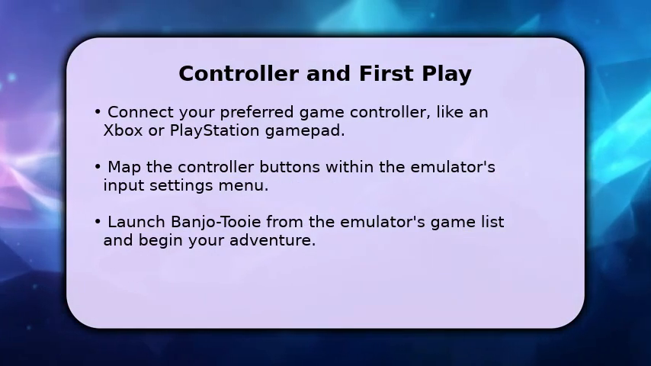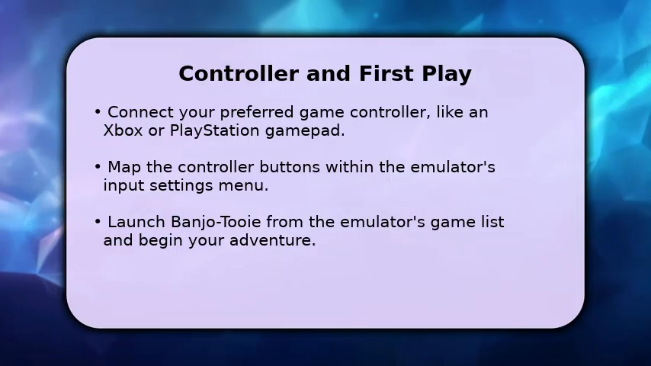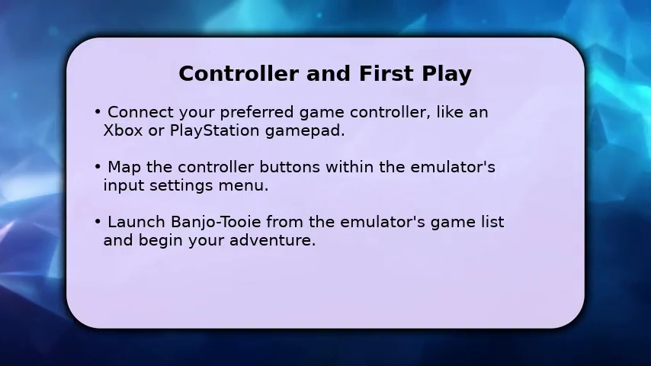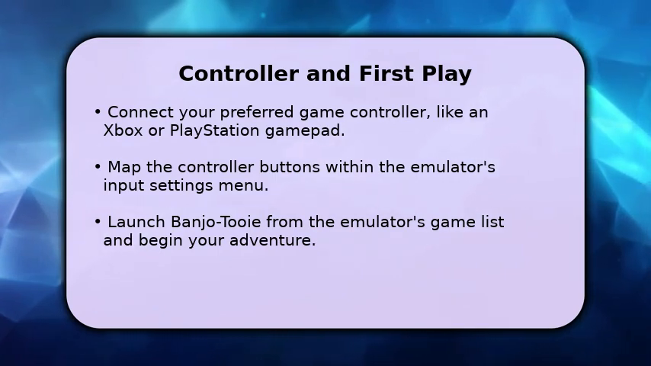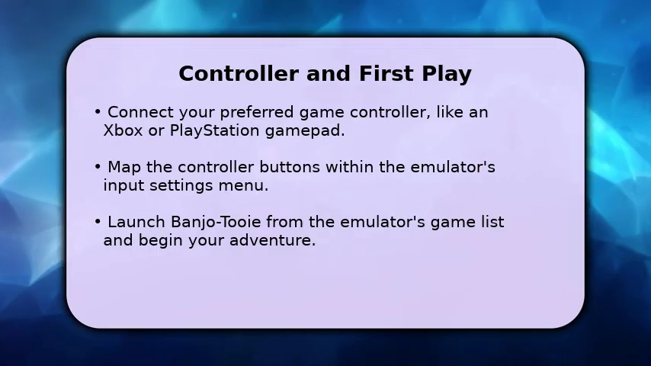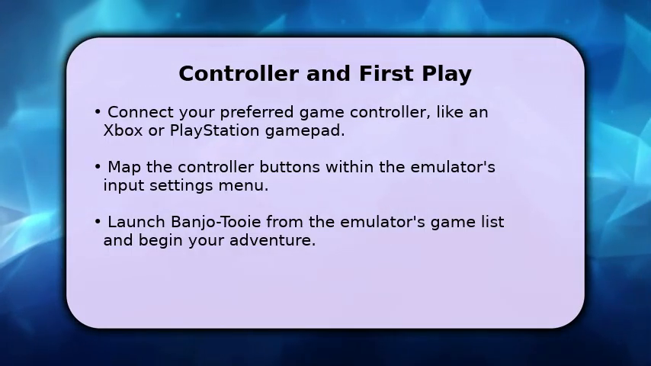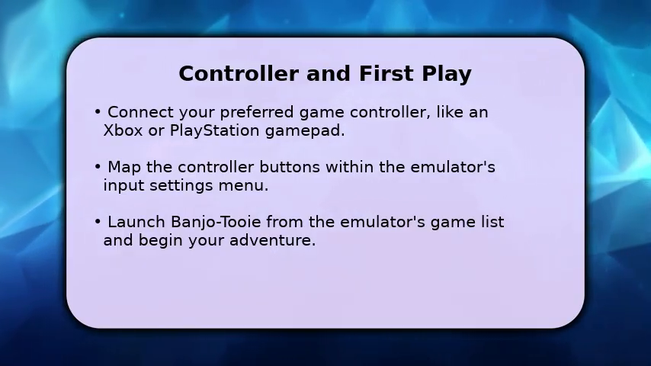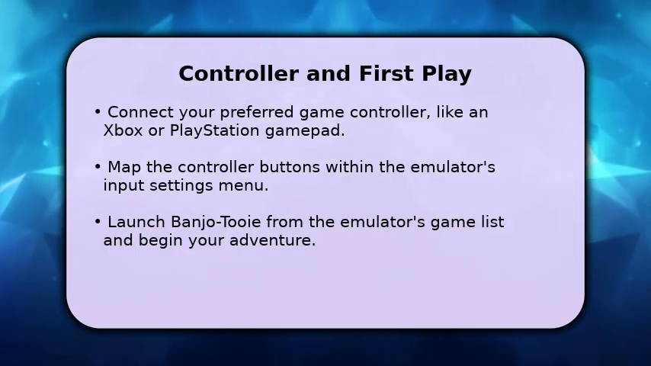Finally, let's get you playing. Connect your favorite game controller, whether it is an Xbox, PlayStation, or other compatible gamepad, to your computer. Within the emulator's input settings, you will find a visual representation of the Nintendo 64 controller. Carefully map each button from your physical controller to its corresponding function in the emulator. Once configured, simply select Banjo Tooie from your game list and double-click to start your exciting adventure.